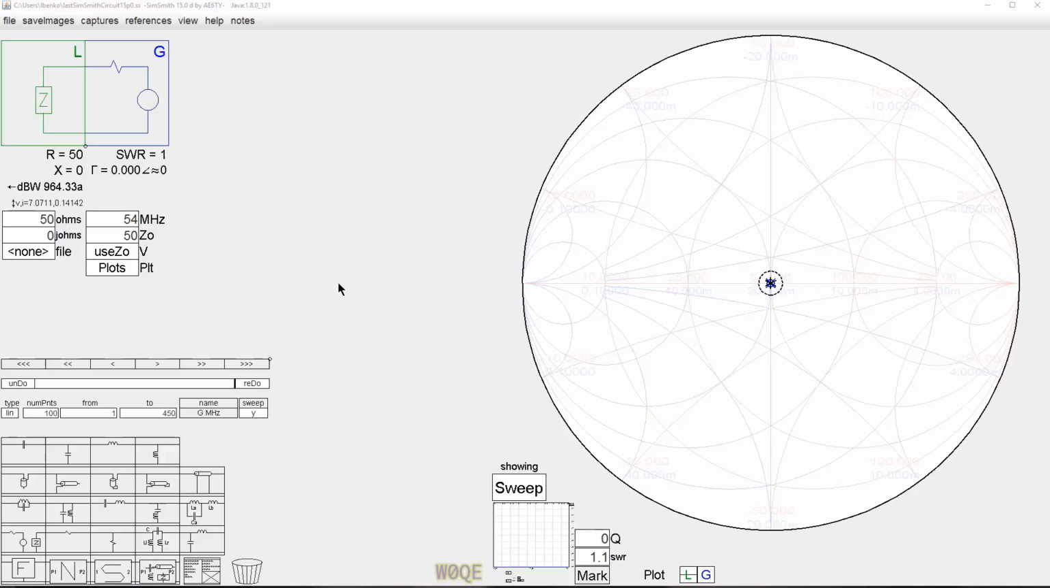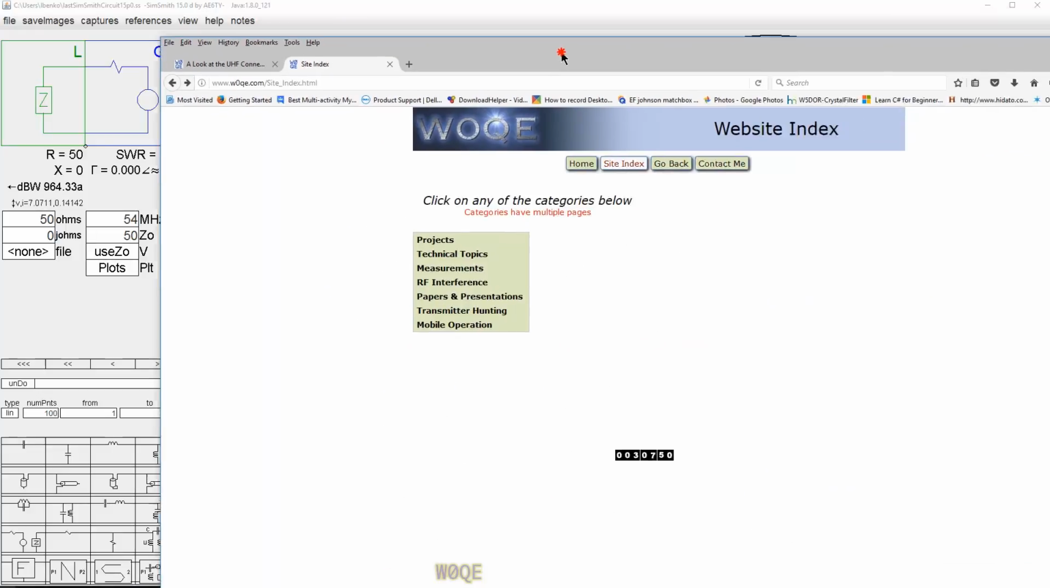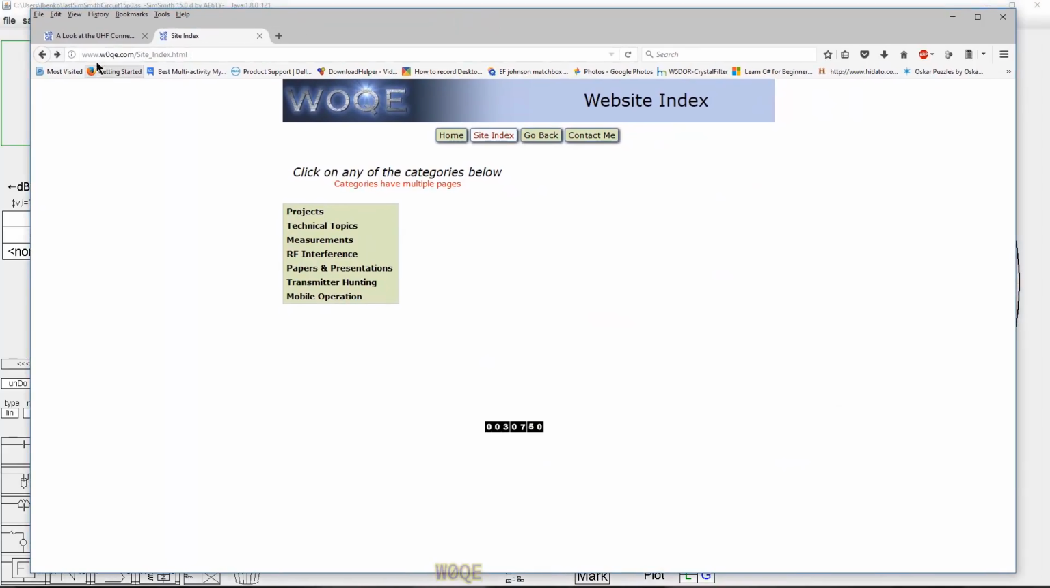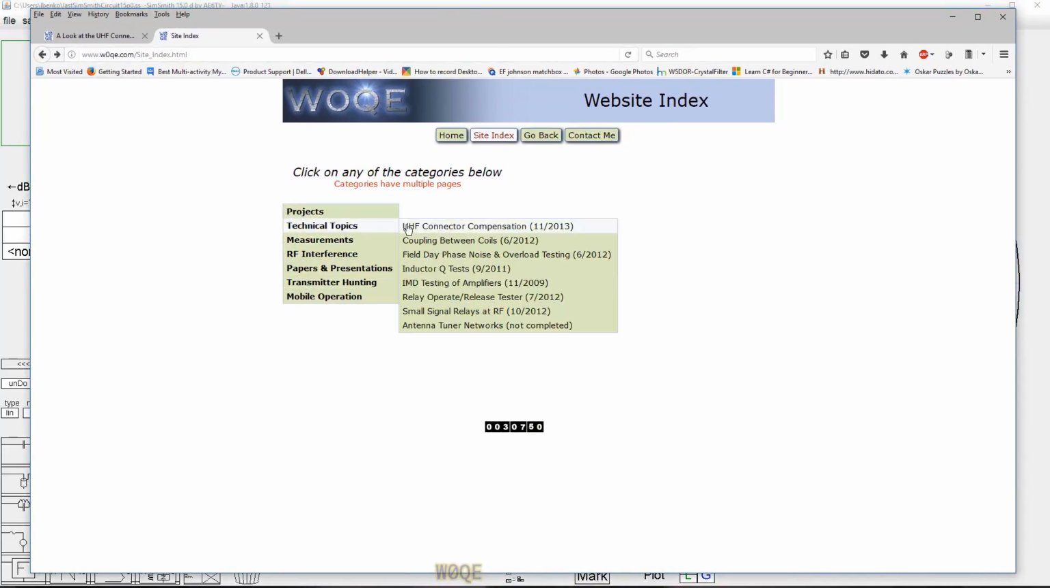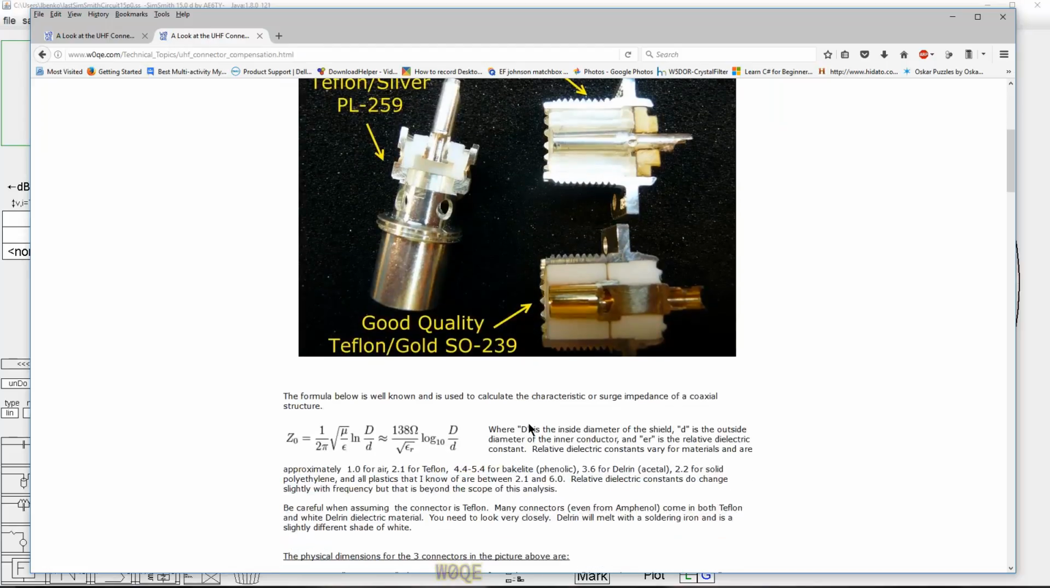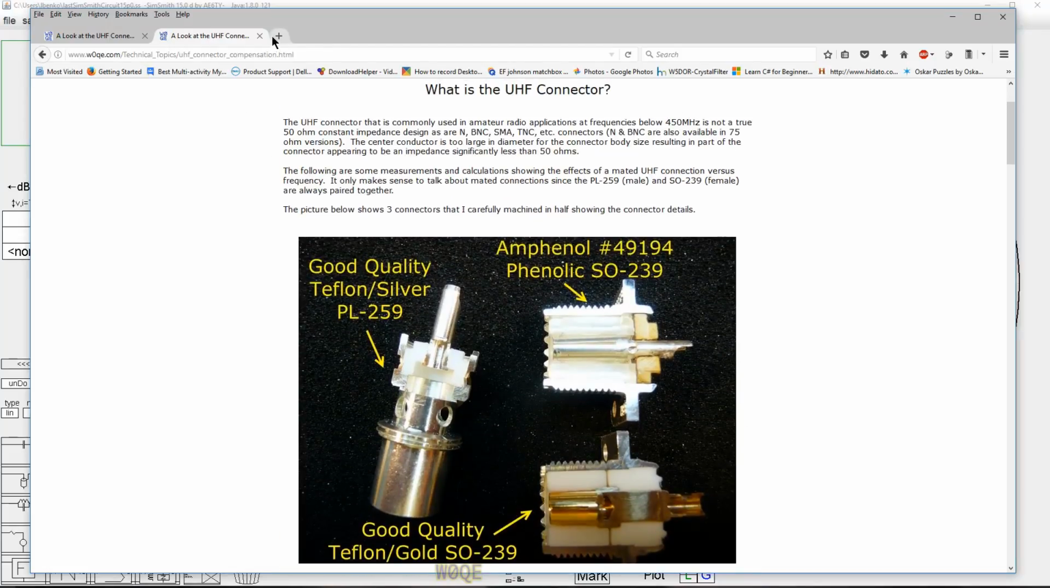However, there are many people out there who believe that it's not a very good connector to use, and they believe that the N connector is a better connector or something else is a better connector. But let's use SimSmith to see what we can figure out about the UHF connector. I did a bunch of work a couple years ago. It's on my website, w0qe.com, under technical topics about UHF connectors. We made a ton of measurements.